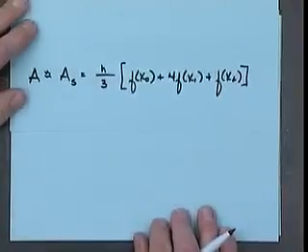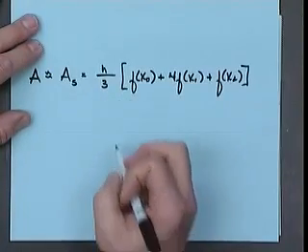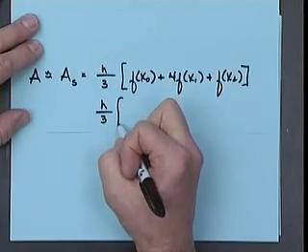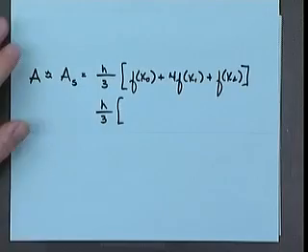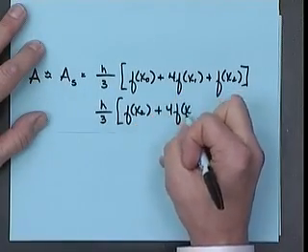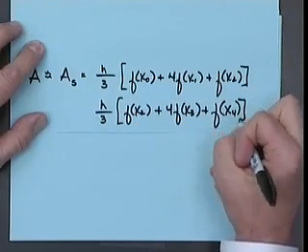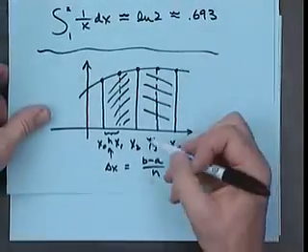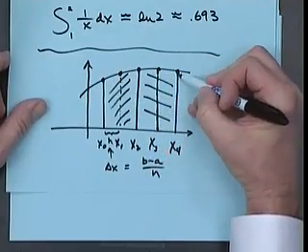There's our first one. So our next one, we'll have an h over 3 out in front. My starting value was x sub 2. So shouldn't I have f of x2 plus 4 f of x3 plus f of x4? Does that seem to be the case for the next one? Here's the picture. So I want one of these, 4 of these, and 1 of these.